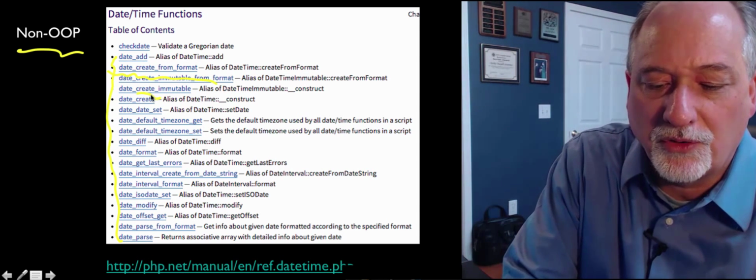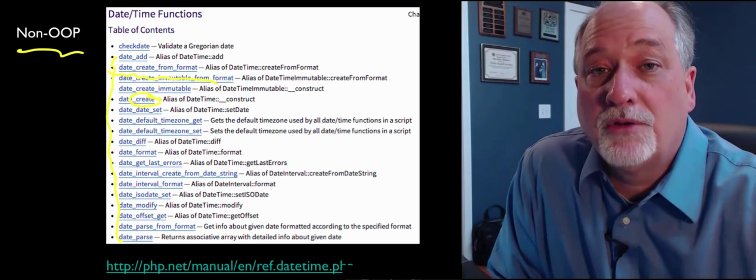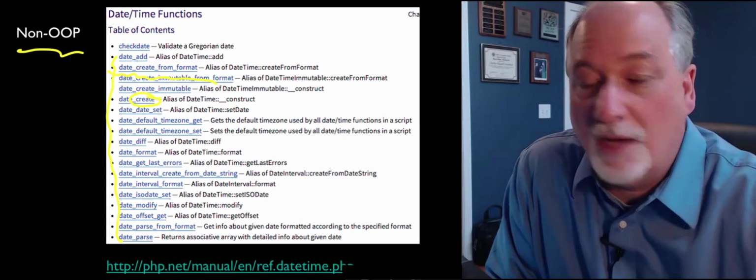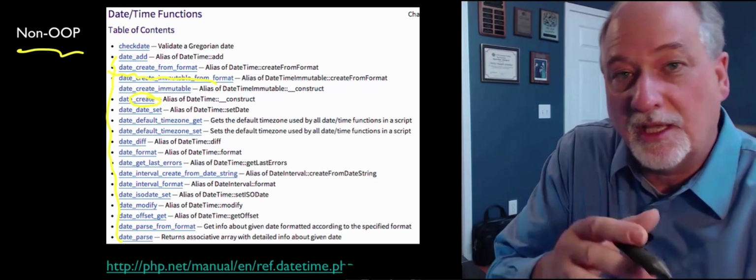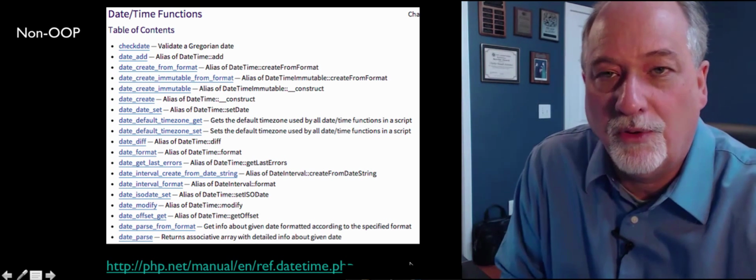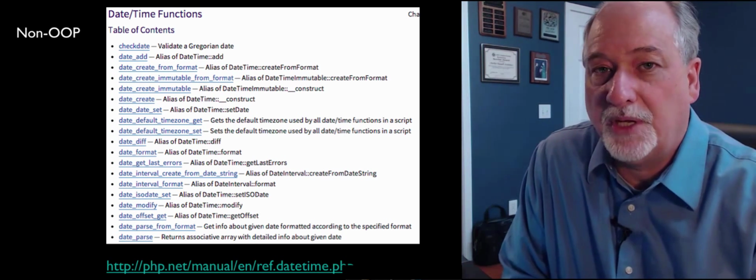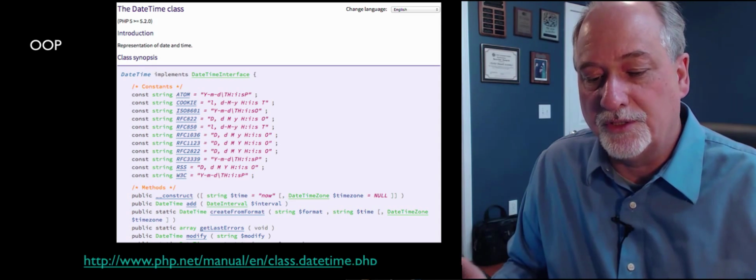The notion of create is a concept that we understand: we might create a date, or we might create a network connection, or we might create a whatever. So we have to name these things date underscore create. You can see how this gets a little annoying after a while, because you have to pick a prefix, and then all these functions are global functions.